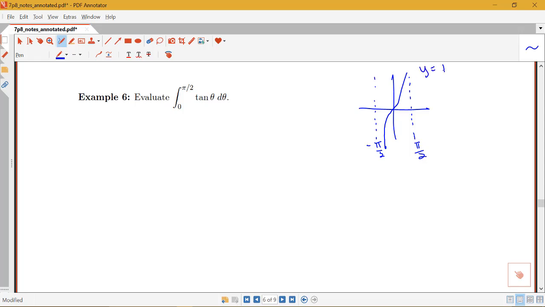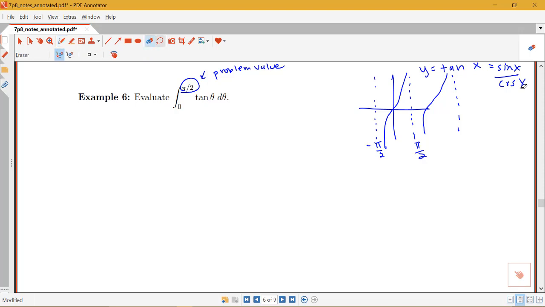So here's part of what our tan x function looks like. We know it'll keep repeating like that. So what's the problem value on the interval from 0 to pi over 2? Well, pi over 2 is the problem value because tangent of pi over 2 is undefined. Remember that tangent is sine over cosine, and cosine of pi over 2 is 0, so we can't divide by 0. That's why we have to worry about this pi over 2 value.